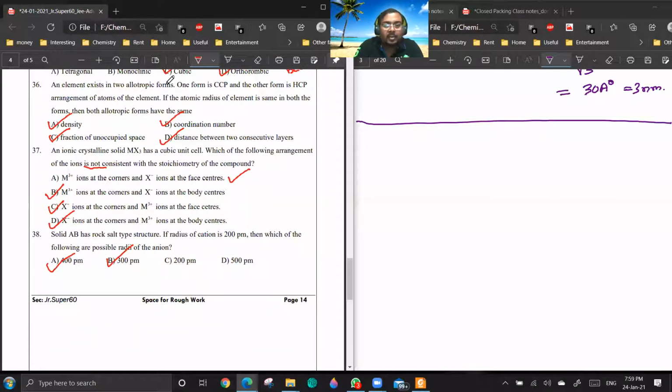37, you have to just see which one is correct. All others will be incorrect. So I think this is easy. Only A is satisfying MX3. Yes or no? 37, 38, any doubts?